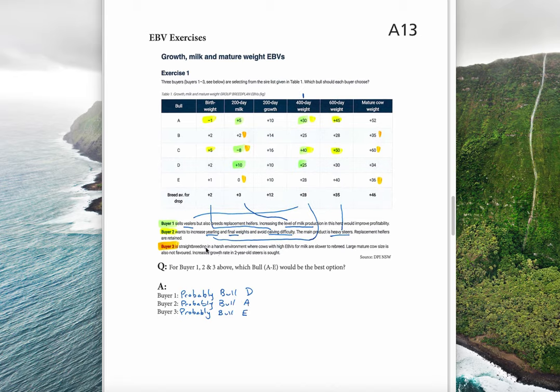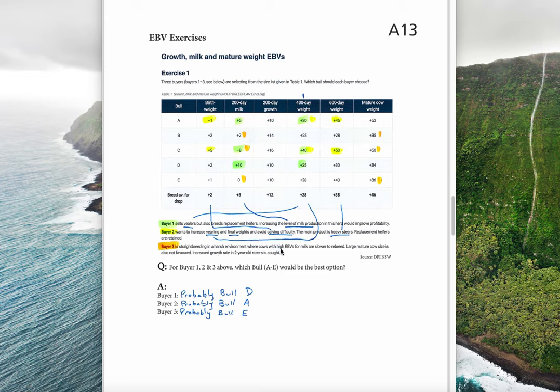Basically this one here, straight breeding in a harsh environment where cows with high EBVs for milk are slower to rebreed. So you probably want cows with a lower EBV for milk, because that will mean they rebreed quicker, which is what this is suggesting. Large mature cow size is also not favoured, and they want increased growth rate in 2-year-old steers, which is our 600 day weight. They don't want mature cow weight to be too big, but they do want a big growth rate with the steers.